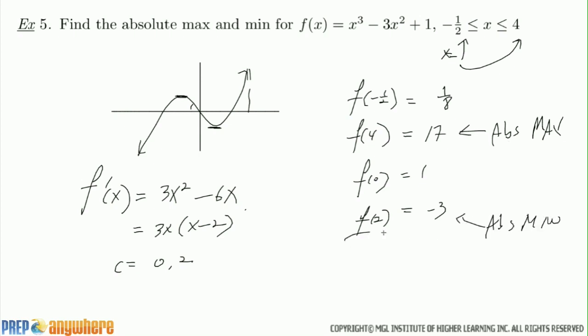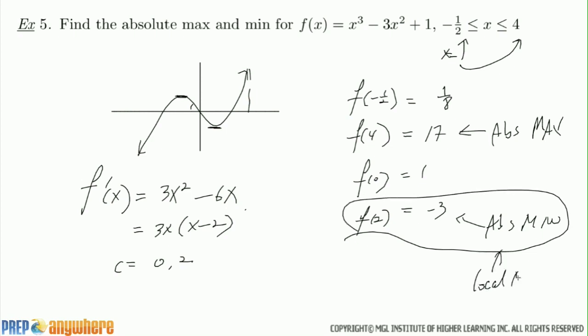Okay, so the absolute minimum is also the local minimum. The absolute maximum was at the endpoint. So you cannot assume your local max or minimum is the highest point, right? But you cannot assume that the endpoints are the highest point either.